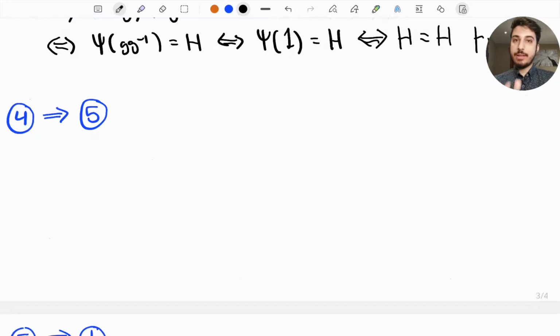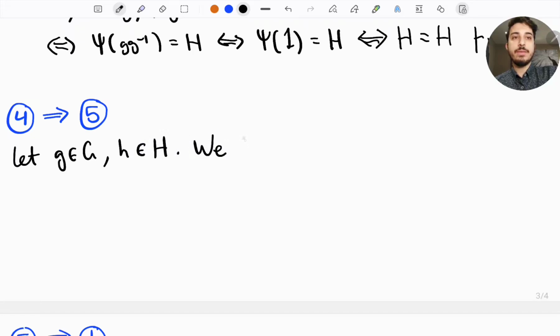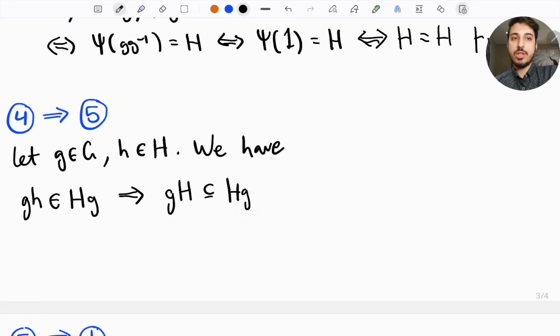Now it's time to assume that H is closed under conjugates and to prove that H is a normal subgroup. So a normal subgroup is one where left and right cosets are equal. So we want to do exactly that. Let G be an element in G and H be an element in H. We have that GH, so I'd like for GH to be an element in HG. And if I succeed in doing that, then I would have succeeded in saying the coset GH is contained inside the coset HG. And if I also succeed in saying that the coset HG is in the coset GH, then by double inclusion, I can say they're equal and proving that H is a normal subgroup.